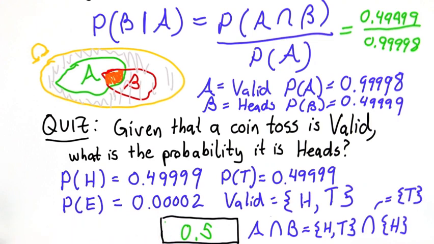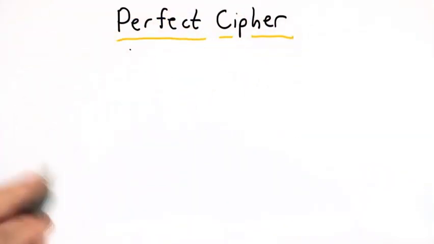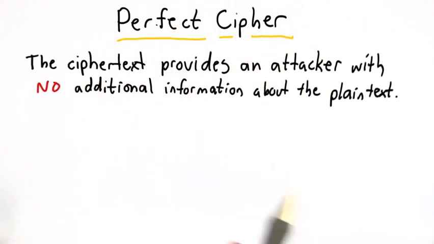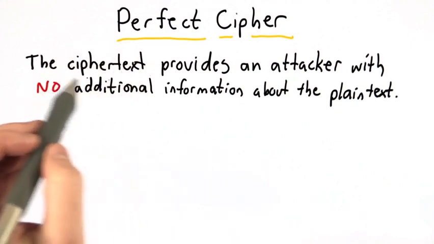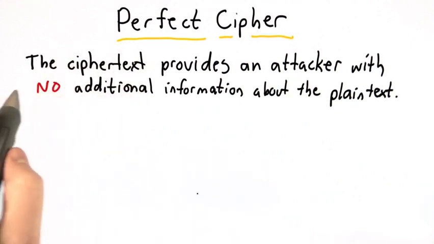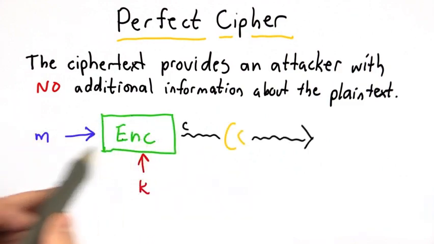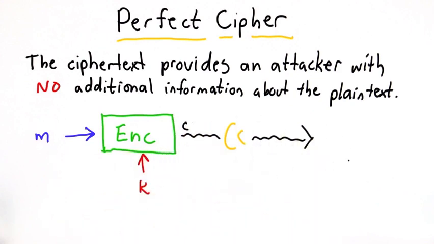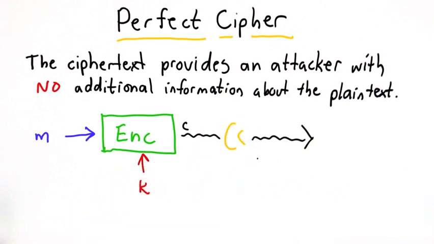So now we're ready to define what a perfect cipher is and to see why the one-time pad satisfies this property. The notion that we want a perfect cipher to mean is that if an attacker intercepts a message, they receive the ciphertext, that provides them with no additional information at all about what the plaintext was. We have a message being encrypted with a key, and the attacker is intercepting that ciphertext as it's sent over this insecure channel. What we want to know is that an attacker who sees just the ciphertext learns nothing about the message.